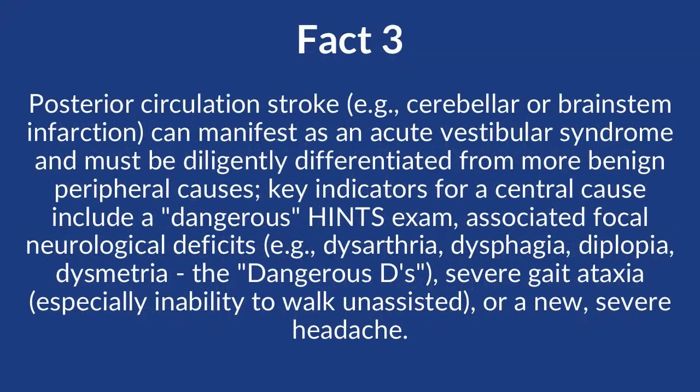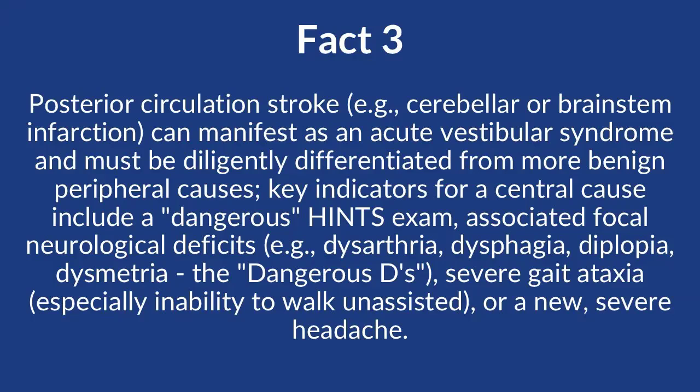The third principle addresses posterior circulation stroke. This type of stroke, such as a cerebellar or brainstem infarction, can manifest as an acute vestibular syndrome. It must be diligently differentiated from more benign peripheral causes. Key indicators for a central cause include a dangerous HINTS exam, associated focal neurologic deficits, often called the dangerous Ds, like dysarthria, dysphagia, diplopia, or dysmetria, severe gait ataxia, especially an inability to walk unassisted, or a new severe headache. While many strokes present with overt neurologic signs, approximately 10% can present with isolated vertigo, particularly in the early stages.